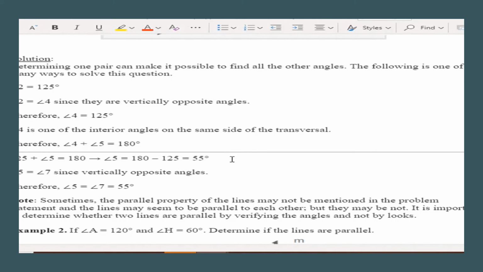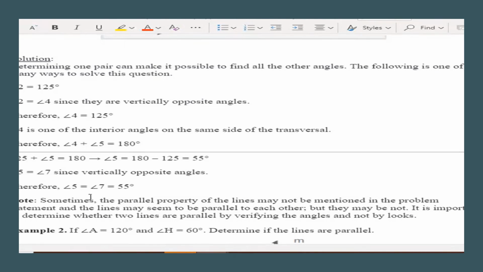And remember, this is interior angles on parallel lines. Then it says angle 5 is equal to angle 7, since they are vertically opposite, which is true. So therefore, angle 5 is equal to angle 7, which is equal to 55 degrees.